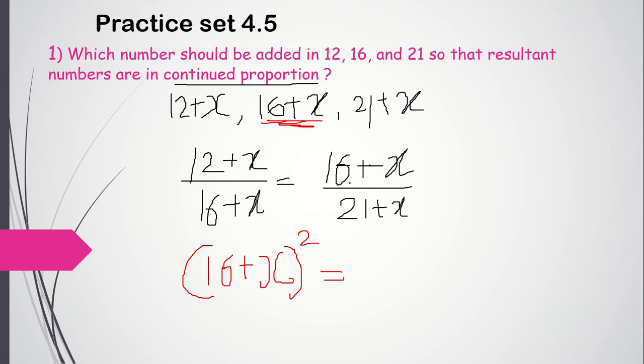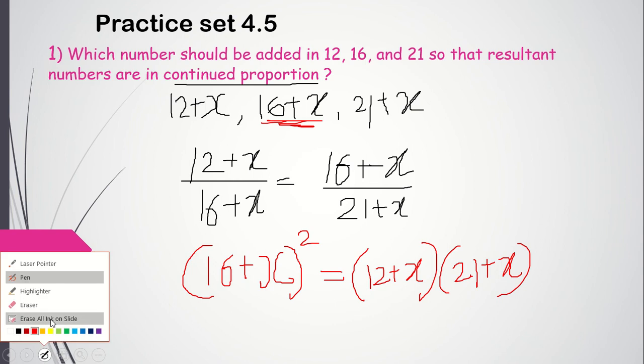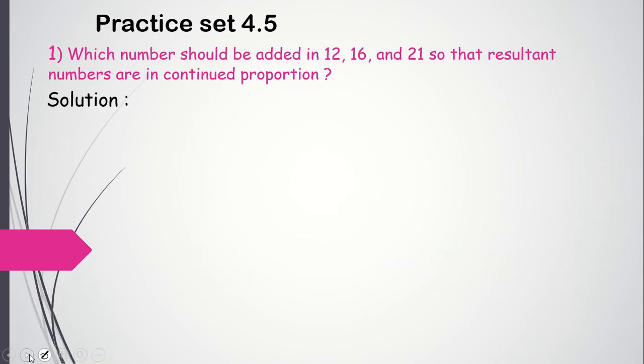cross multiply we have done, or directly you can say b square is equal to ac, (12 plus x) in the other bracket (21 plus x). Now we will just expand this using (a plus b) the whole bracket square and multiply these two brackets and we will get the answer. So let's see how we are going to do that.